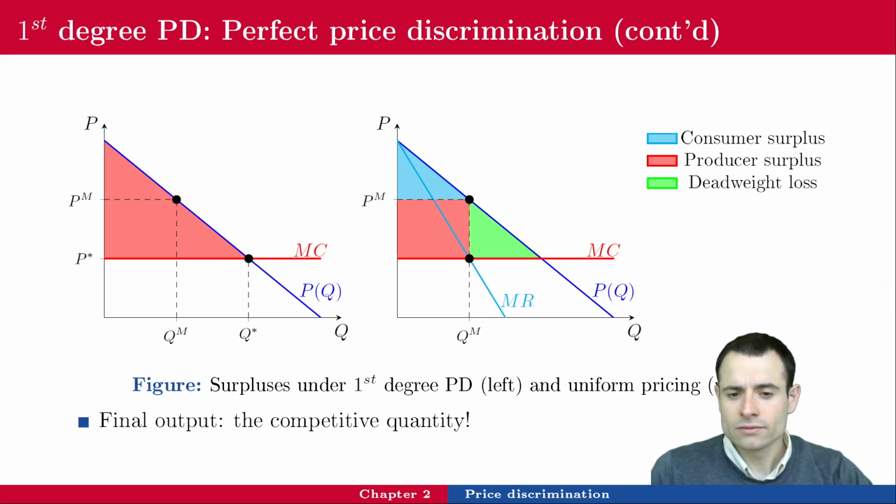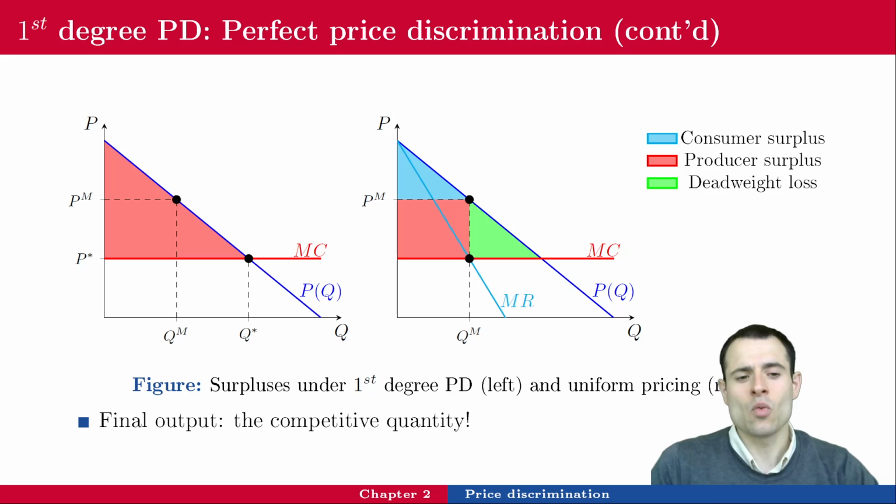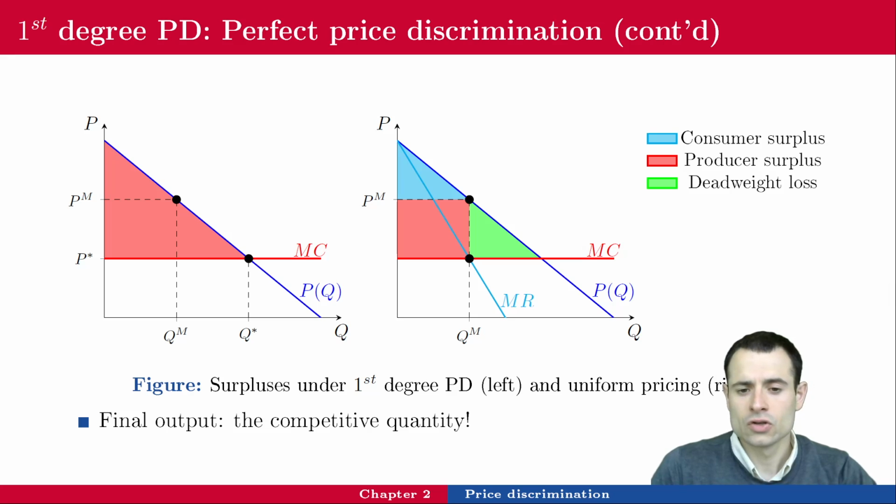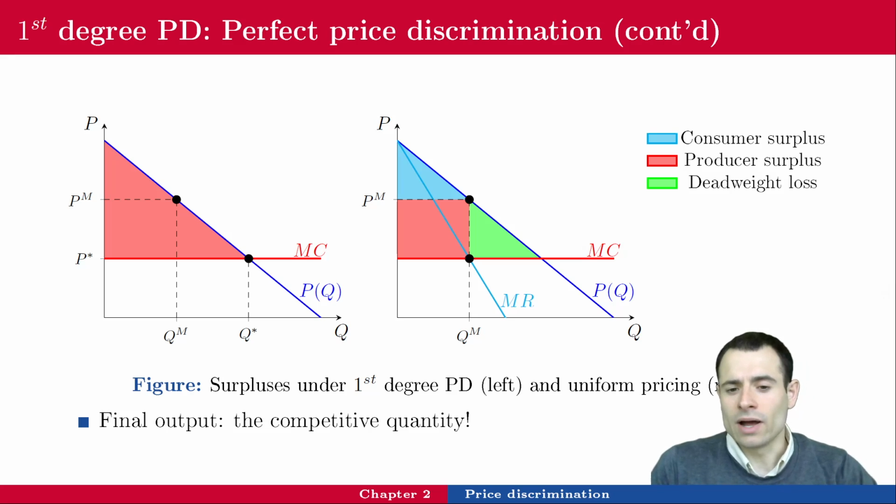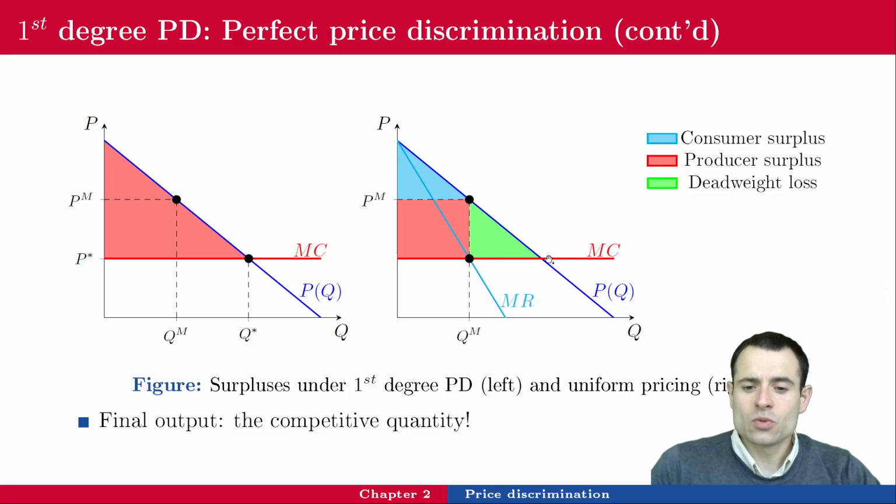The right-hand graph is the uniform pricing monopoly graph. This is a graph taken from the previous lecture about monopolies. The left graph is what happens when a firm can implement perfect price discrimination. So, let's start with the right graph. We saw in the previous lecture that the monopolist will choose the quantity where marginal revenue equals marginal cost. At that quantity, the corresponding price per unit will be PM.